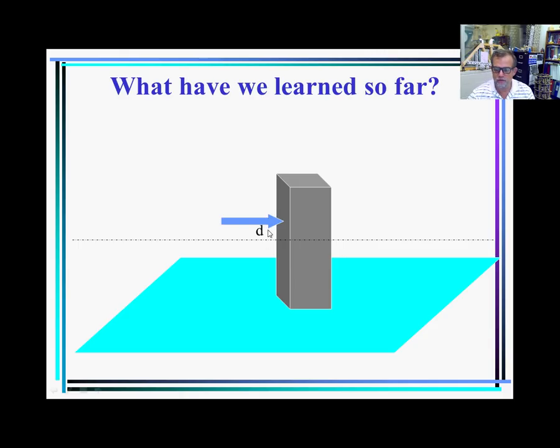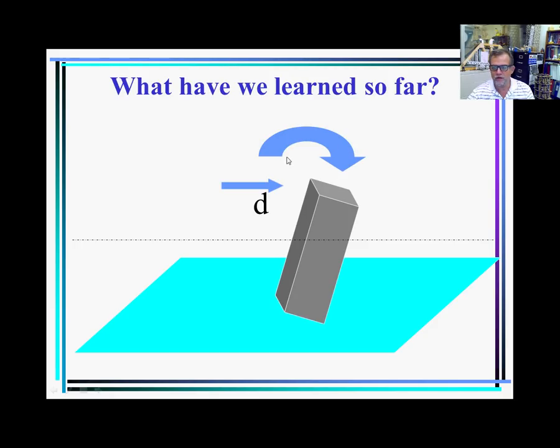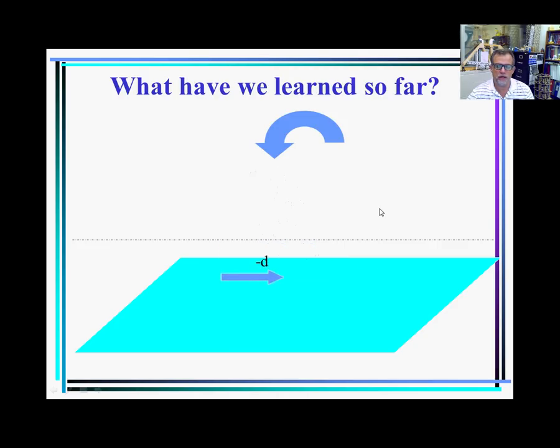But if I move farther away from that point, we're going to have that rotation, or tendency to rotate, and also we can have translation. Now, if I make that distance bigger, of course that rotational effect is going to be also bigger. And if I go in the other direction, then we're going to have the rotation happening in the other direction also. So what have we learned so far?